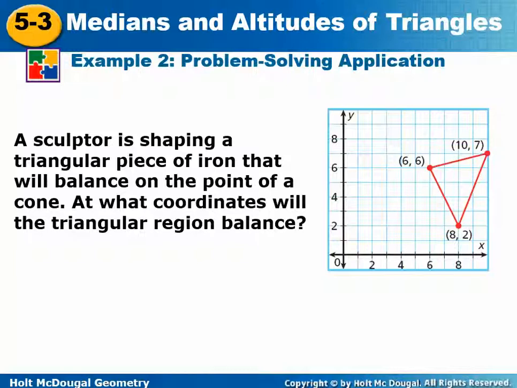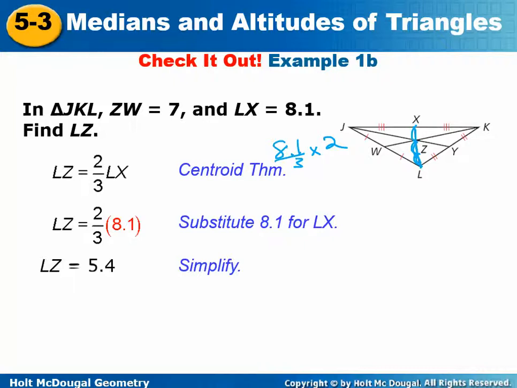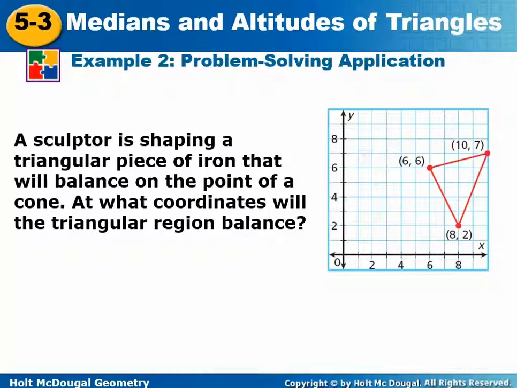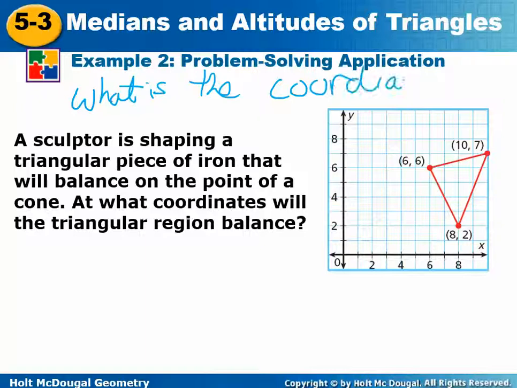All right, now in this example, they're going to go through the steps for solving word problems that are a little bit lengthy, but we're going to go through it anyway. Okay, a sculptor is shaping a triangular piece of iron that will balance on a point of a cone. So we know, I'm going to go back quick, to the centroid. The centroid is the point where it's going to balance, and that's where you make the 3 midsegments and you connect them. What this question is really asking is, what are the coordinates of the centroid? That's really what this question is asking.